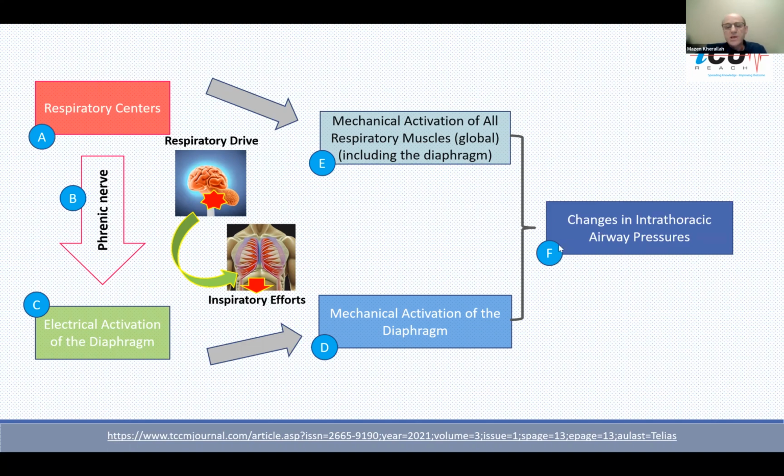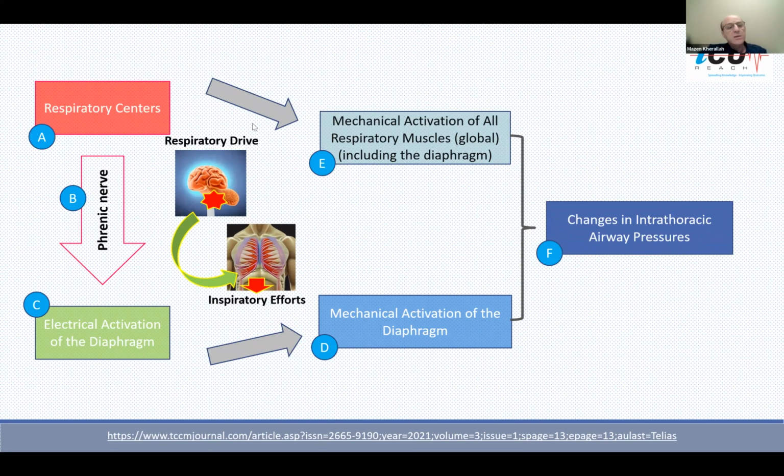Then we have changes as a result of the contraction of the inspiratory muscles. The thoracic cage becomes larger, and then the pressure goes down in inspiration. And we'll have changes in the intrathoracic airway pressures. So what monitoring interventions or what monitoring tools do we have for those patients?